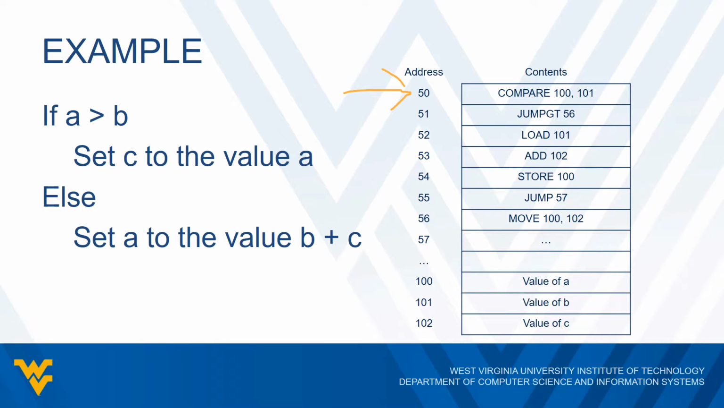And it says compare 100, 101, which means we're going to compare the contents at addresses 100 and 101. If you take a look here, address 100 has the value of A, and 101 has the value of B. So we're comparing A and B, and then we're going to set one of those bits, either the GT bit, or the EQ bit, or the LT bit. So the next instruction, 51, says jump GT 56, which means if A is in fact greater than B, then we're going to jump to instruction 56.